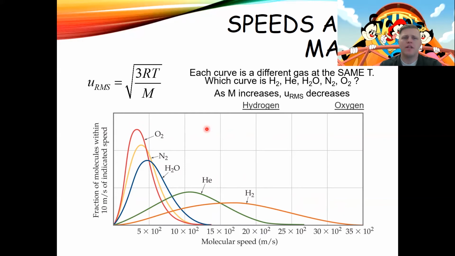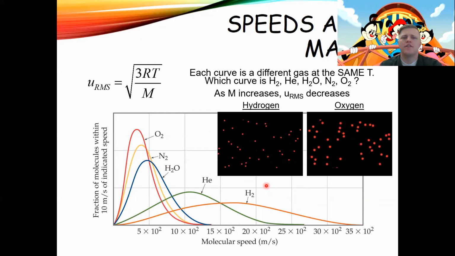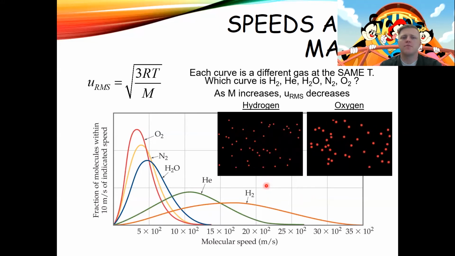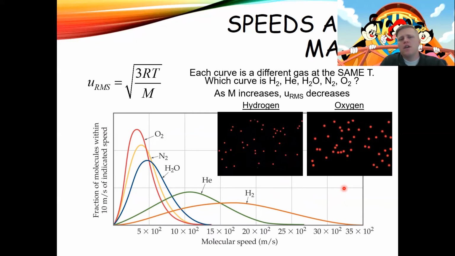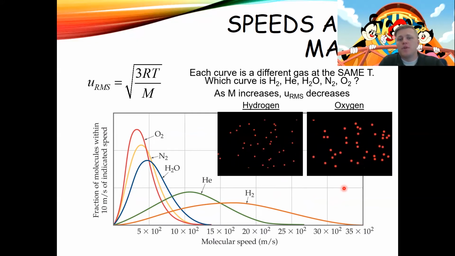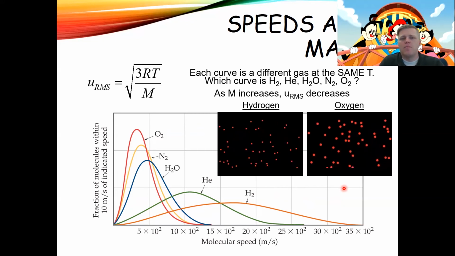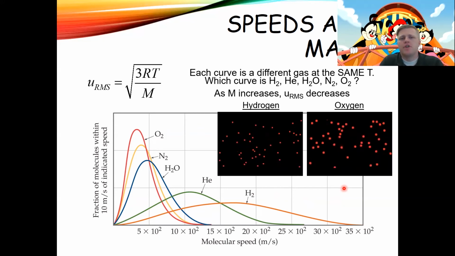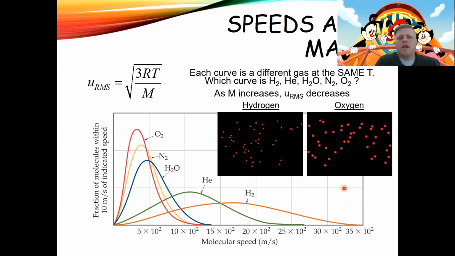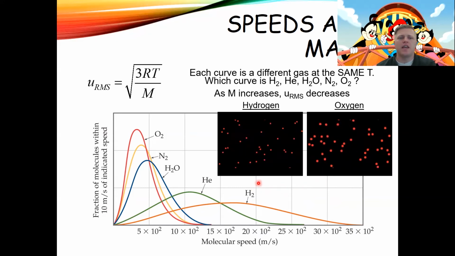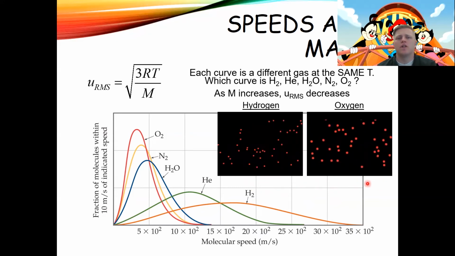Just to help illustrate this point, I have some more simulations here. On the left is a simulation of hydrogen gas molecules, and on the right is a simulation of oxygen gas molecules. So these are simulations performed using real kinetic molecular theory parameters. They're done at the same temperature. I simply change the mass of the molecule I'm simulating. And what you'll notice, right, is that these hydrogen molecules are on average moving much more quickly than these molecules of oxygen.